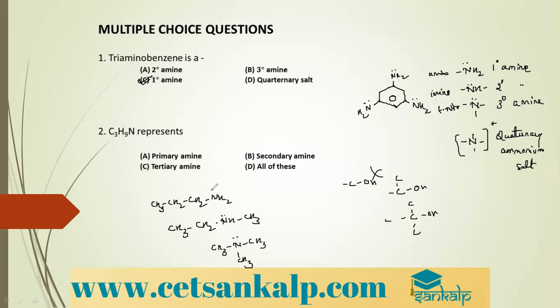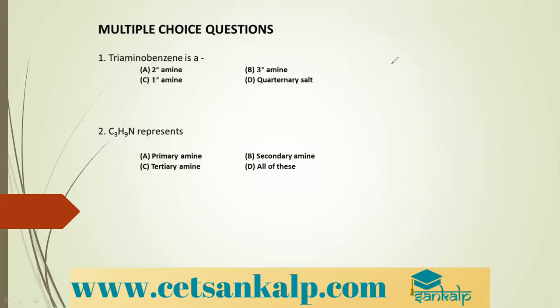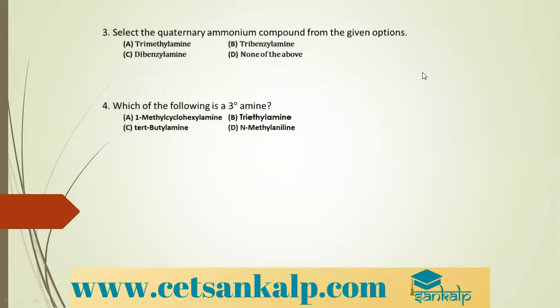So what is it? It is primary, it is secondary, and it is also tertiary. So it is all of these. As we have already discussed, primary, secondary, and tertiary amines are the functional isomers of each other, right? Okay. Moving to the next question.